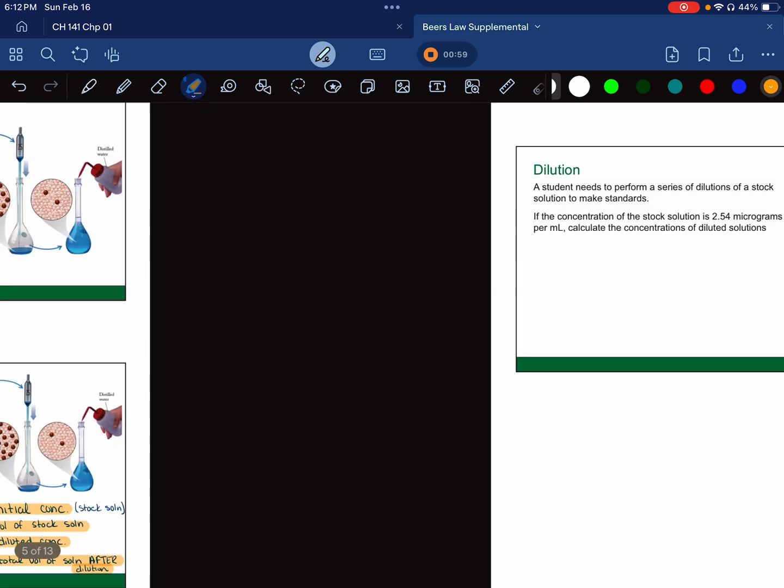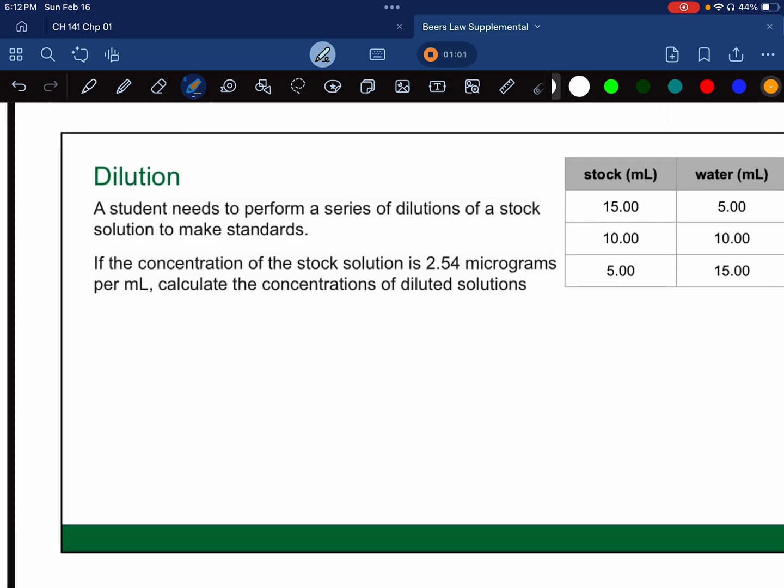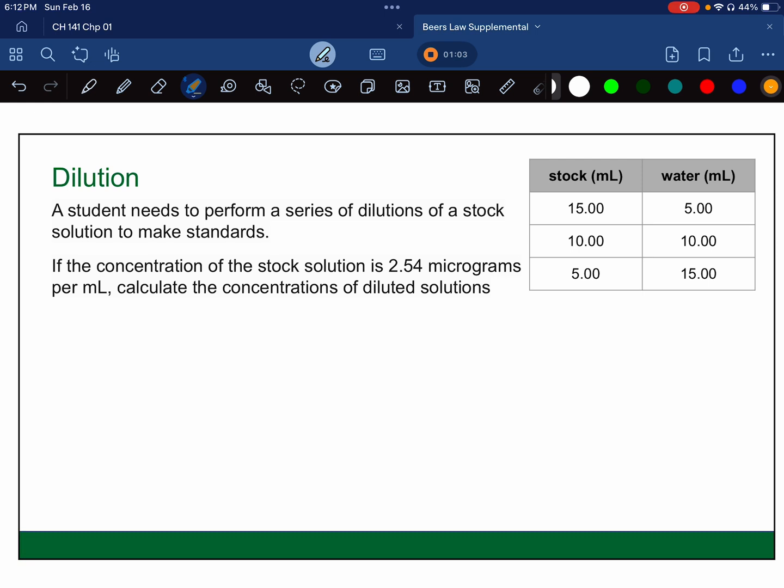So let's do a practice calculation. We have a student that needs to perform a series of dilutions of stock solution to make standards, which is very similar to what students do in Beer's Law lab. If the concentration of the stock solution is 2.54 micrograms per milliliter, we want to calculate the concentrations of diluted solutions. So we want to get the new concentrations, or C2, of all of the dilutions that we make for our standards for this lab.